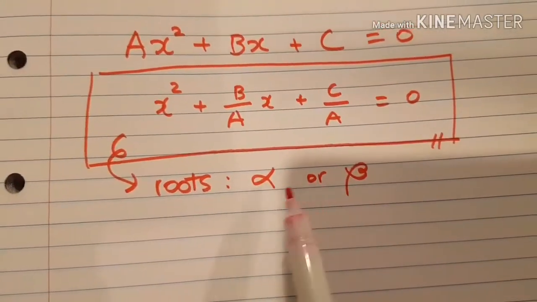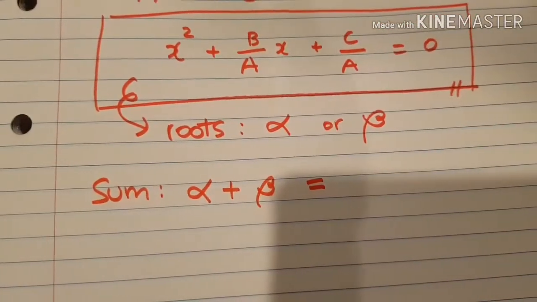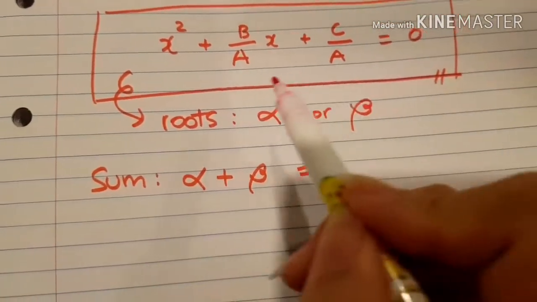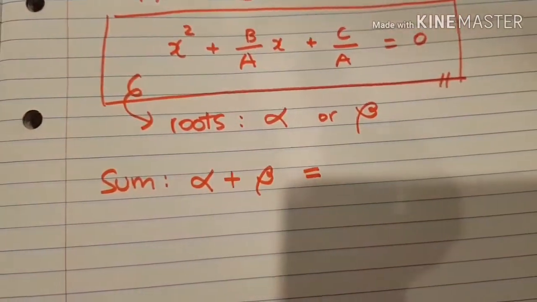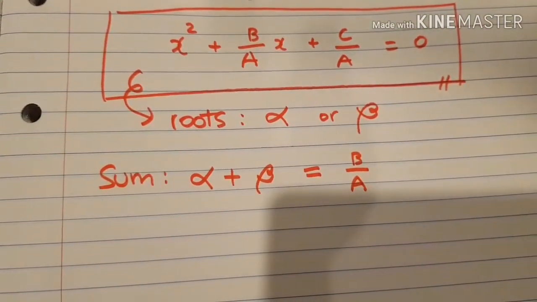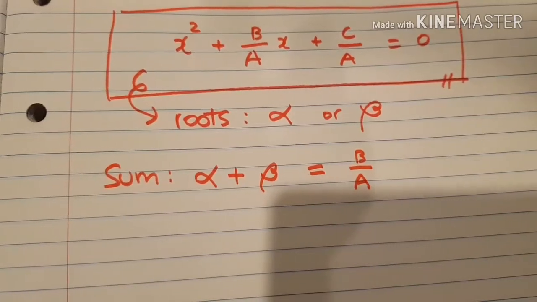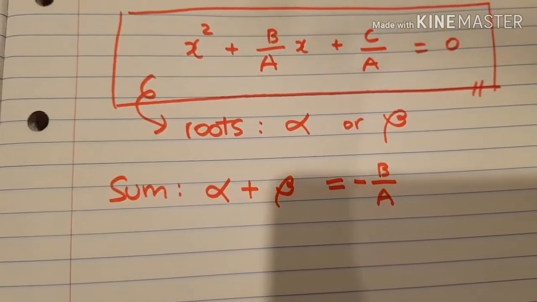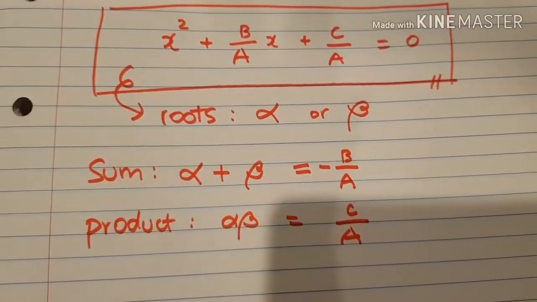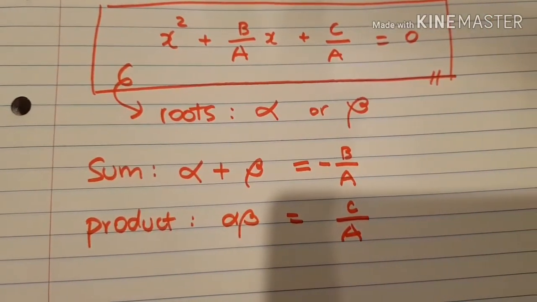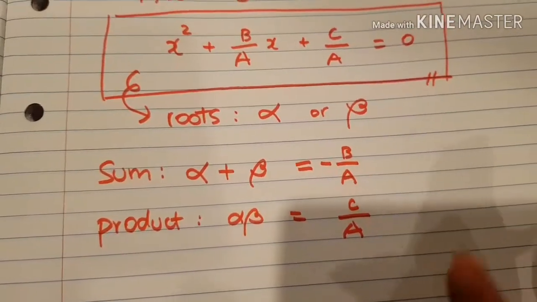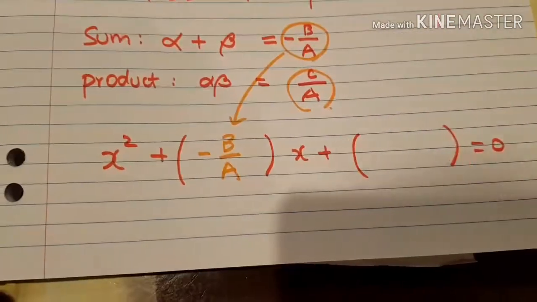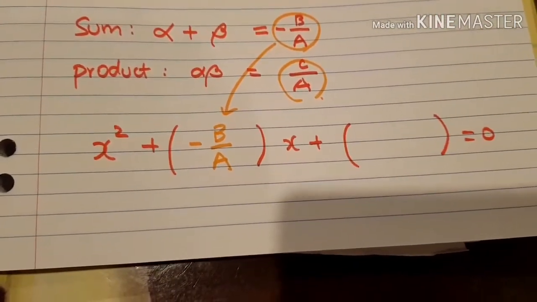So if I add them, what happens? It's going to be the coefficient of x, b over a, but with the opposite sign, so I'm just going to add a negative in front. And the product of them will be c over a as it is, because it's the constant in the equation. So this will be the general rule.